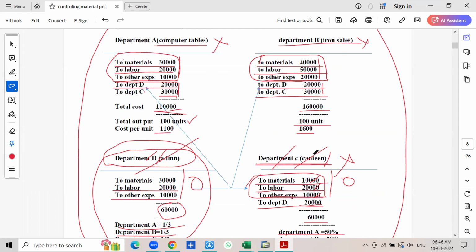Department C also will give its services to A, B, and D also, because administration employees also will take their lunch and dinner and supper in the canteen, right? That is the realistic situation, right? That means Department D is giving its services to Department C, and Department C is also giving its services to Department D. Following?